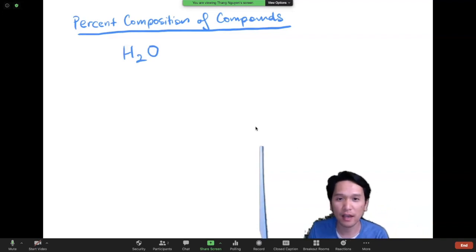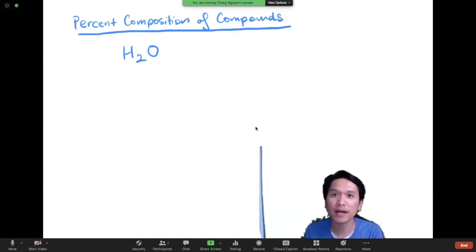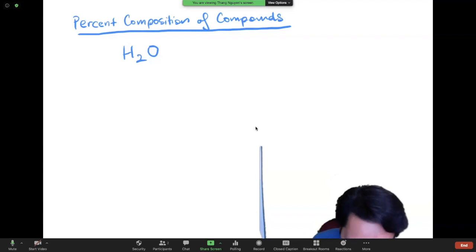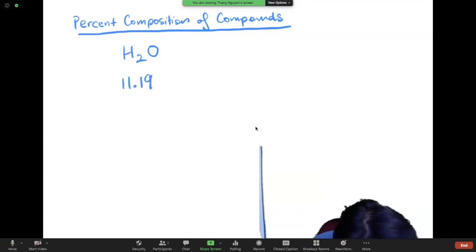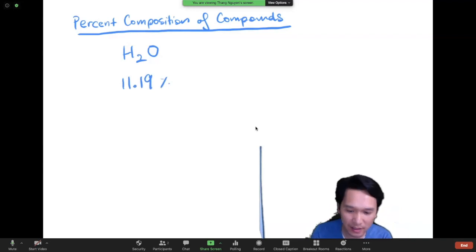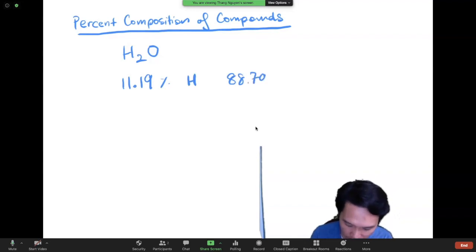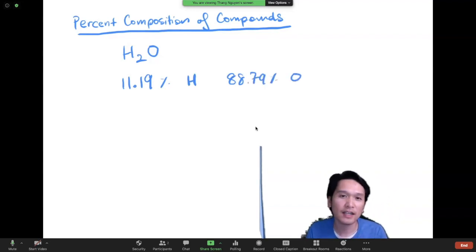Water has two hydrogens and one oxygen. But if you break it down to its mass, how much mass comes from hydrogen, whereas how much mass comes from oxygen? We can use percent composition to answer this question. It turns out that there is 11.19% hydrogen, whereas there are 88.79% oxygen. Okay. Now, just like any other percentages, all the individual components must add up to 100%, right? A whole piece. So 11.19 plus 88.79 is about 100%.